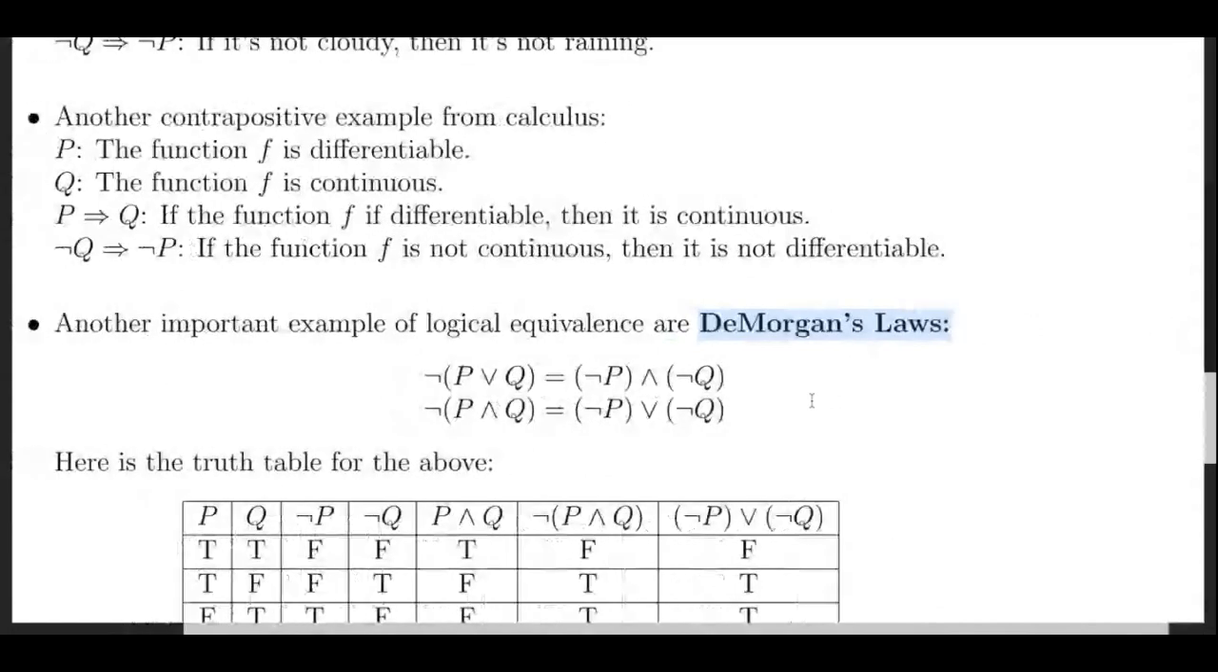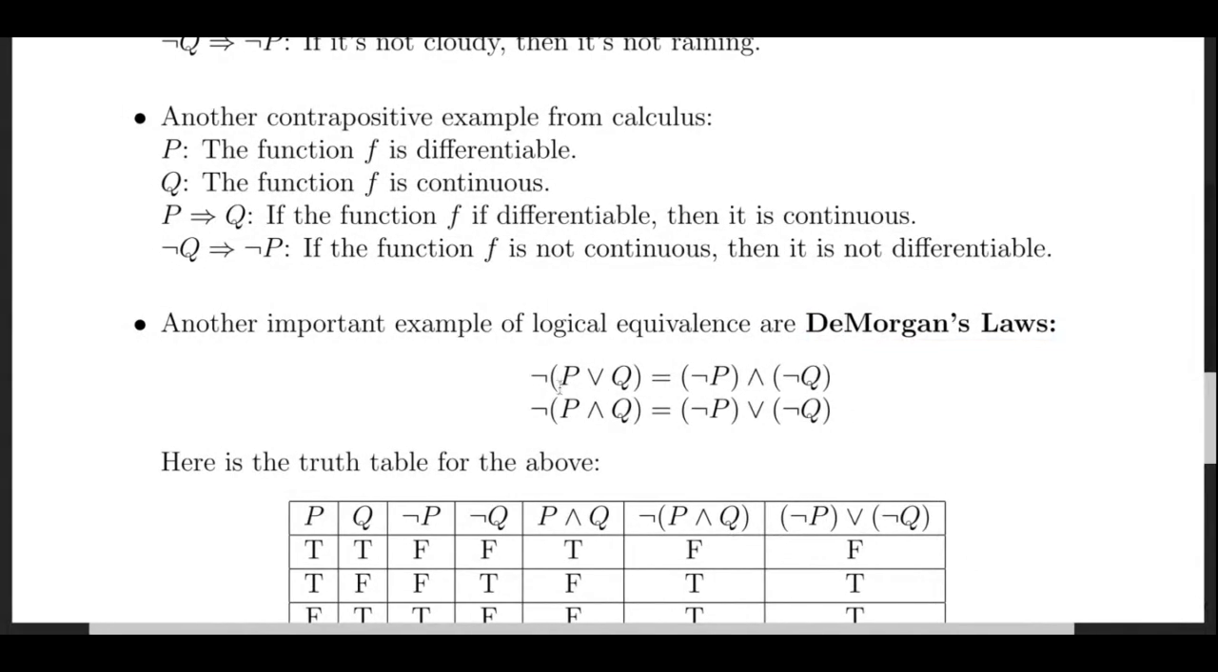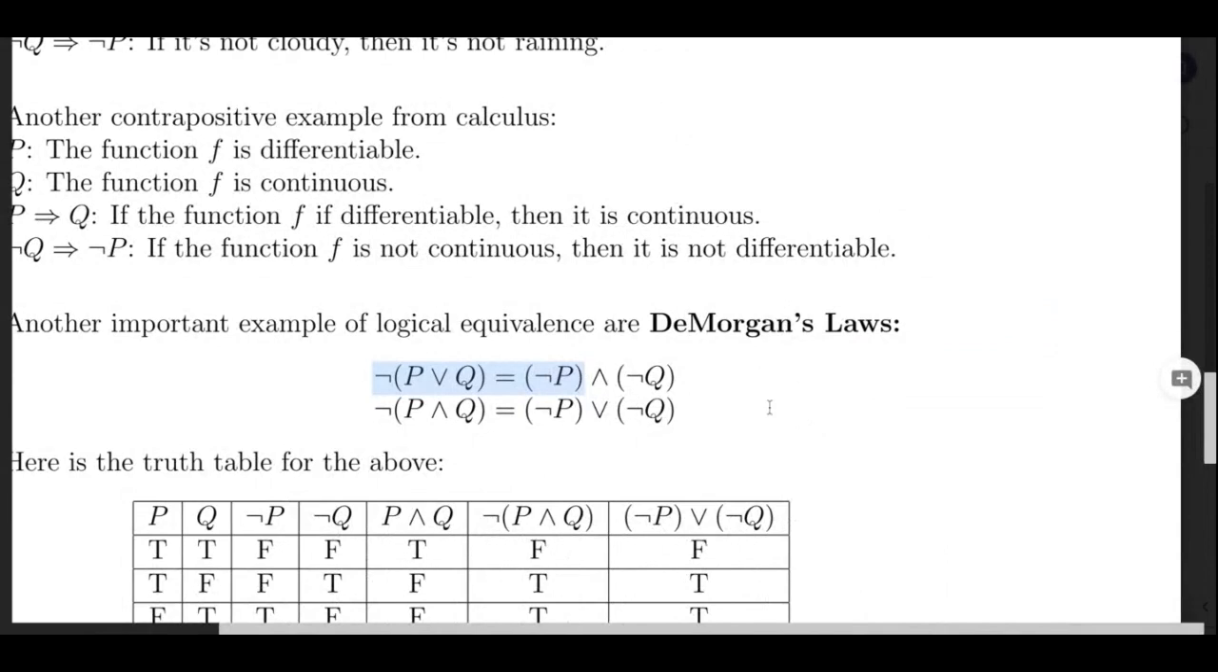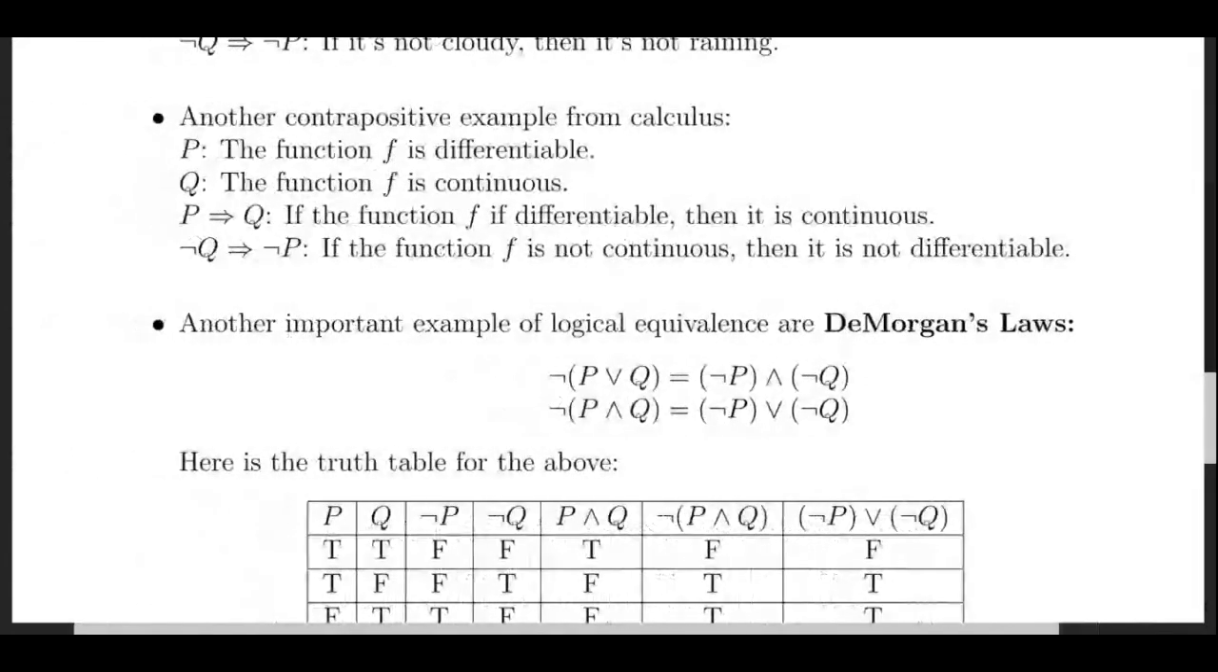Another example is something called De Morgan's law. There are also De Morgan's laws with sets. So here, let's say we have: not (P or Q) equals not P and not Q. And not (P and Q) equals not P or not Q. De Morgan's law.